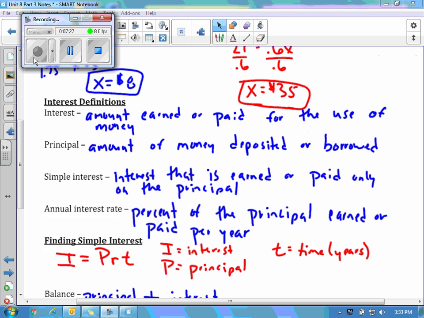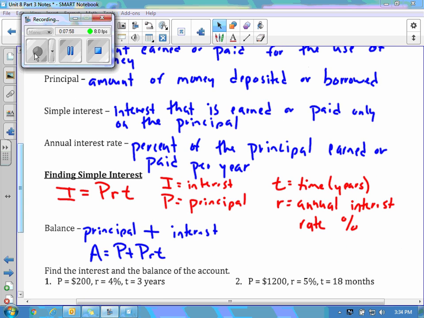So interest is a percent. Okay? Same way, if you put money into the bank, you're going to earn interest on it. You're not going to just get the exact same and take it out, hopefully. Hopefully you're going to earn interest so you'll make more money. Simple interest is interest that is earned or paid only on the principal. The opposite of simple is compound, which we'll talk about later. And then the annual interest rate is the percent of the principal earned or paid per year. Okay? So your interest rate is percent. Okay? I should add that.